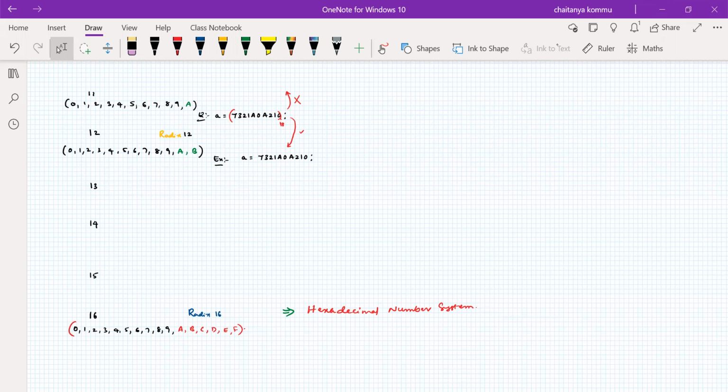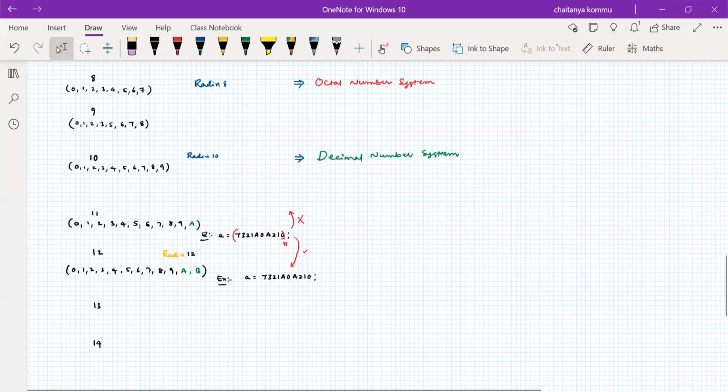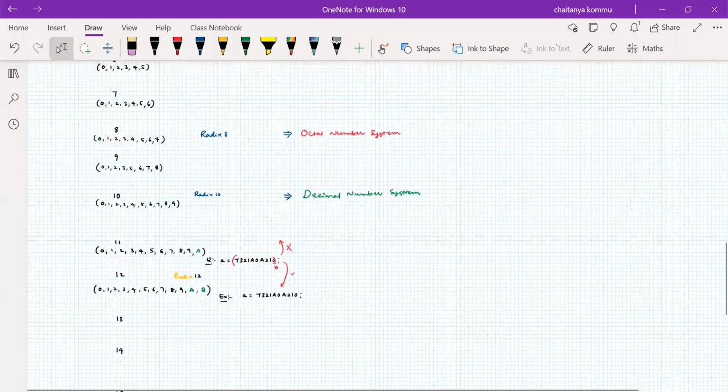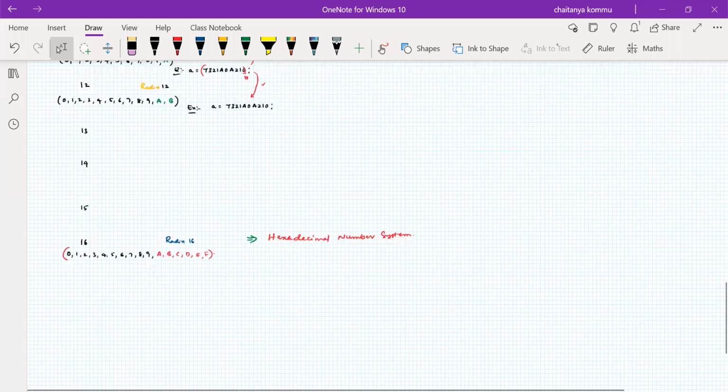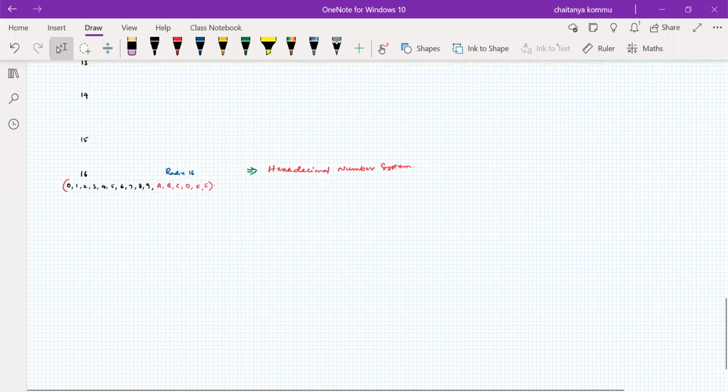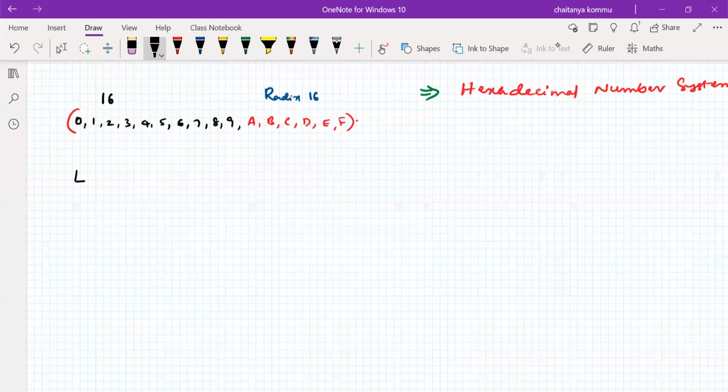So these are the different number systems that are available. As I mentioned, it is not restricted to only 16, it can be anything. So therefore I can write it as essential number systems.